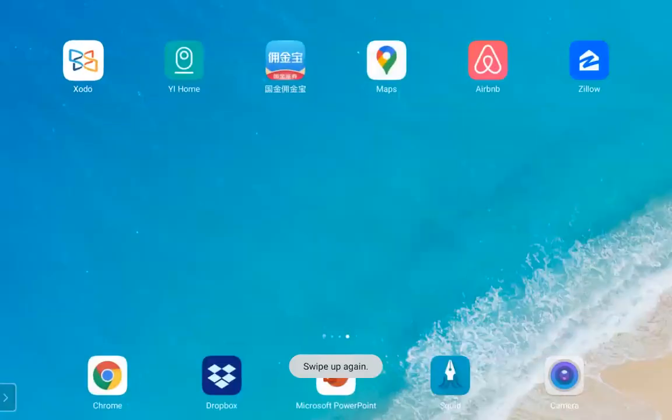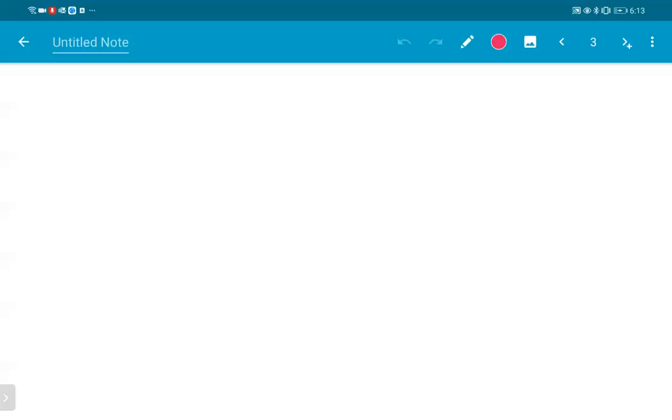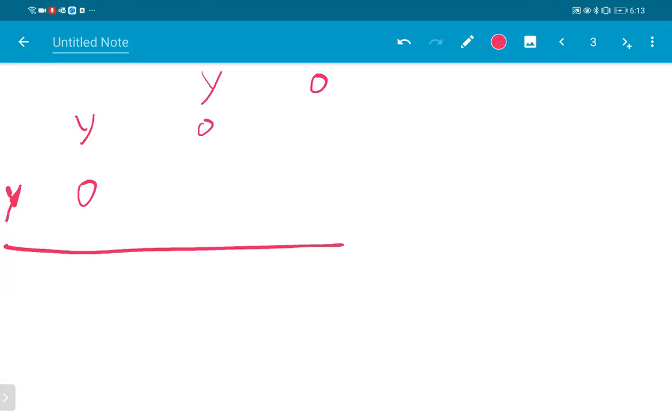So let me use a notepad to explain these things. Where we are: we have young versus old. This is the structure of the economy. When you're young, you have 150. When you're old, you have 0. This is your income. When you're young, you pay tax T, and when you're old, you receive benefit B.